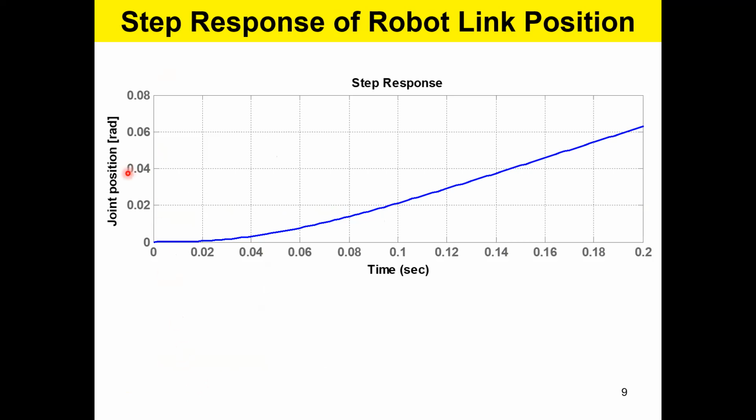This is theta, joint position. This is time, and it goes like this. You start with 0, and this is radians. It goes like that. The position keeps on increasing. Position of the motor, the load, right? That is the robot arm. The angle increases like this.